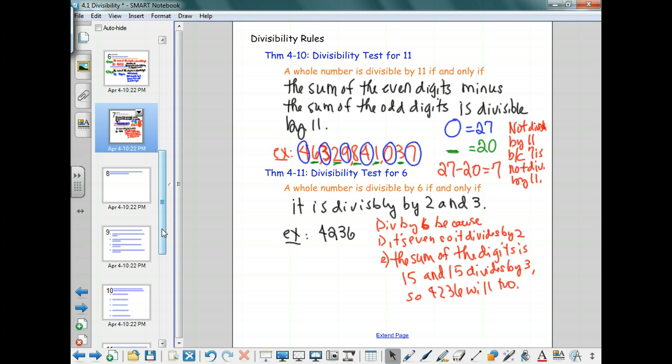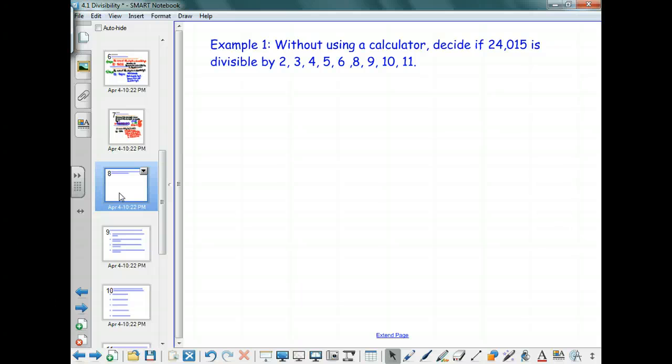All right, you guys ready to do one now? That's not specifically for anyone in particular, but do them all. Okay. We've got the number 24,015, and we're going to decide if it's divisible by 2, 3, 4, 5, 6, 8, 9, 10, and 11 using the divisibility tests. So you have to justify your answer in any step, yes or no, and why.